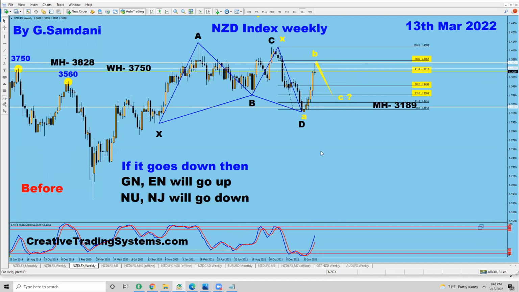Until I get the entry, I don't go short. So that is like a confirmation. So once this thing starts dropping, we're gonna have to see long entries in GN and EN, and short entries in the USD and the yen. Only then will I open the trades, and I will definitely open the trades, and I'll show it to you when the week starts, Monday or Tuesday.